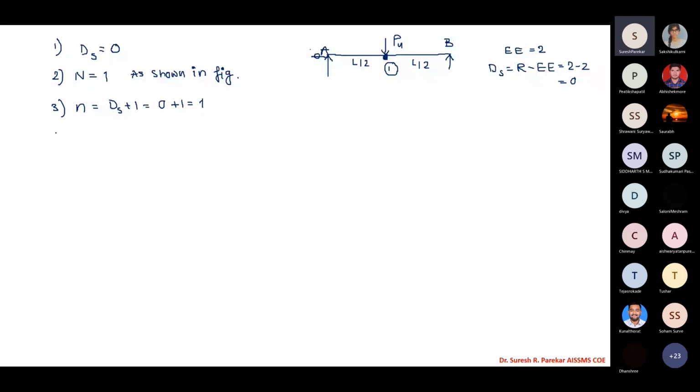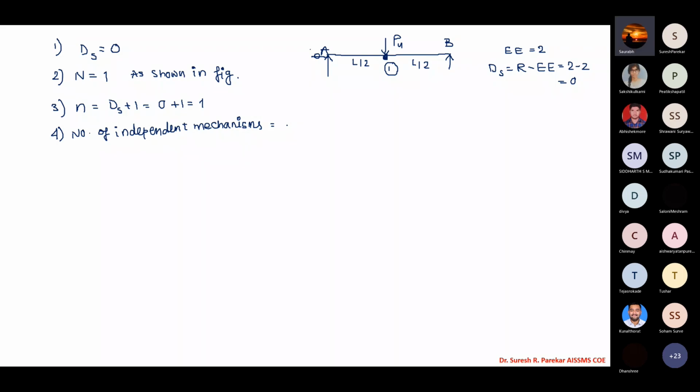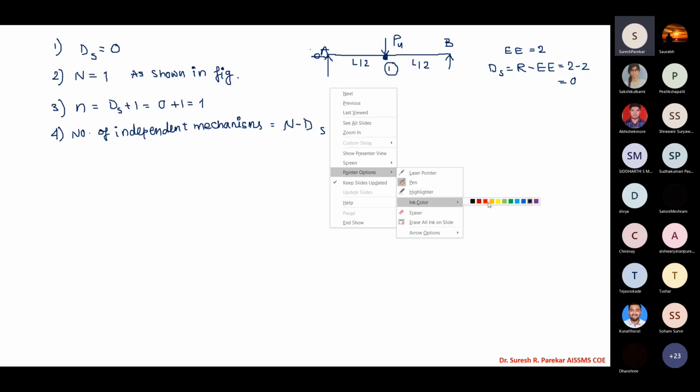Then we have fourth, number of independent mechanisms. Equal to, काय फॉर्म्युला आहे? N minus DS. N किती आहे? 1. 1 minus 0, 1. So we have only one mechanism. आणि मग ते mechanism काय येणार आहे? 1. So I will plot this mechanism.